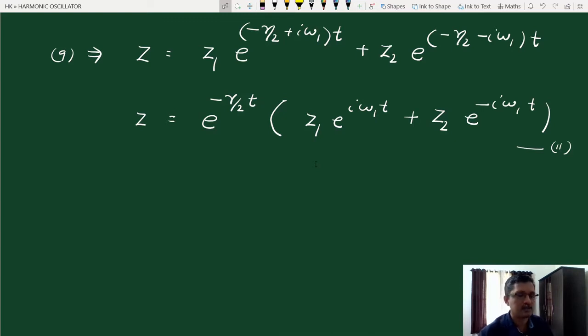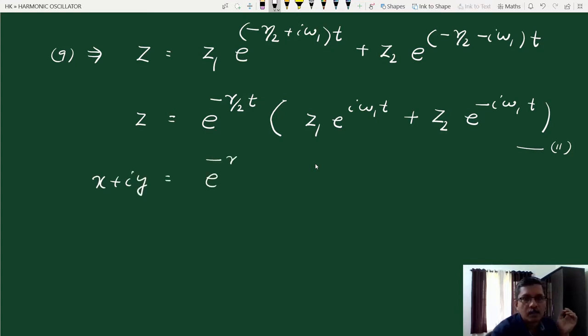So what you can do is rewrite this in Cartesian form in x and y. On the left-hand side you can write x plus iy is equal to e raised to minus gamma by 2 into t. This z1 and z2 are constants, and z1 is x1 plus iy1. So naturally x1 and y1 are constants, whereas on the left side x and y are variables at time t.